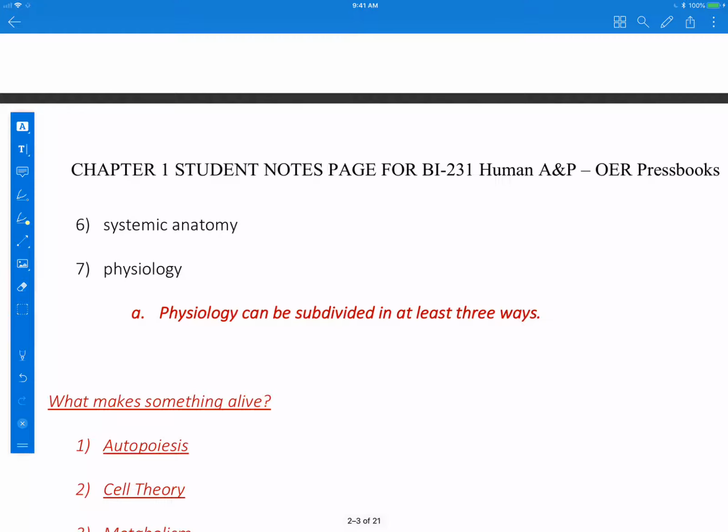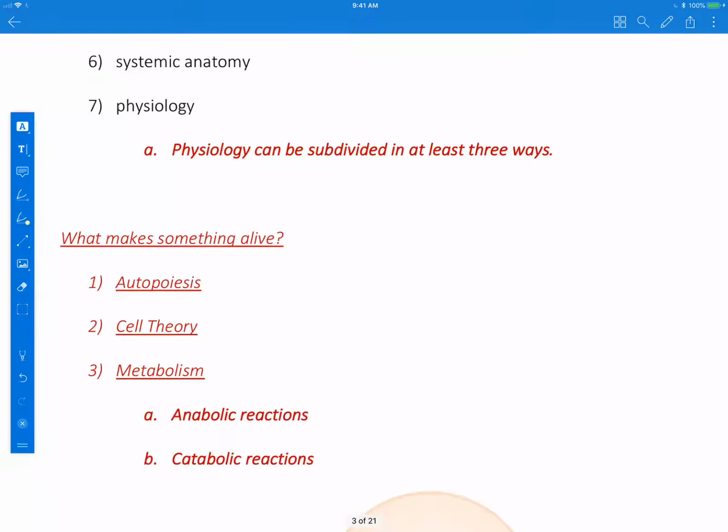Now, we can divide physiology, or the study of the body function, in at least 3 ways. For example, we could subdivide physiology according to the type of organism being studied. In our case, we're studying human physiology, not plant physiology. We could also subdivide physiology according to the organizational level studied. We can study molecular physiology or cellular physiology or tissue physiology or organ physiology. And thirdly, we could study physiology according to the systemic function. For example, if we're studying the function of the nervous system, we would be studying neurophysiology. If we're studying the function of the respiratory system, we would be studying respiratory physiology. And this is the approach we're going to use: systemic anatomy and systemic physiology.